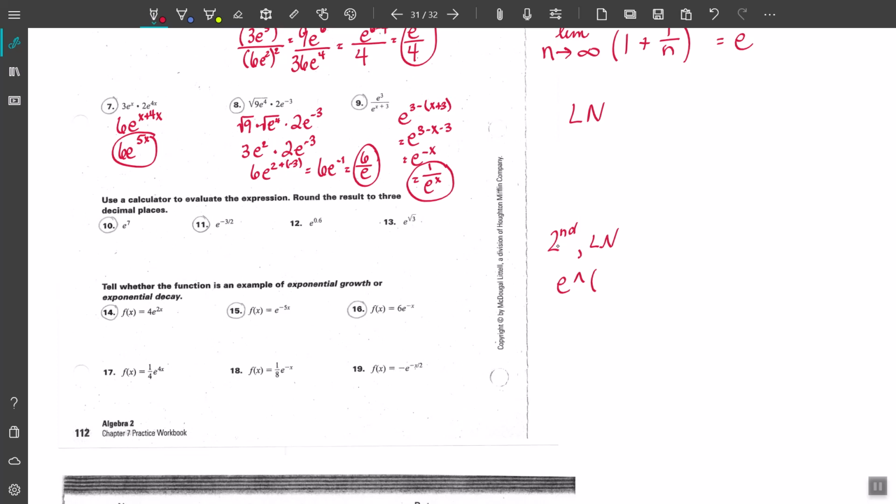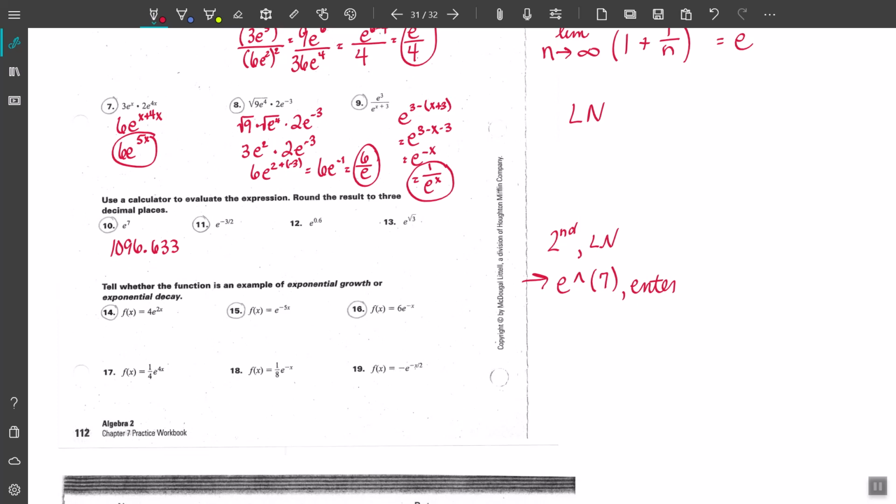So if you hit second ln, this right here should pop up on your screen, and then for number 10, all we're going to put in is the 7 and parentheses. All right, then you'll hit your enter key, and hopefully you have achieved this answer right here. 1096.633.